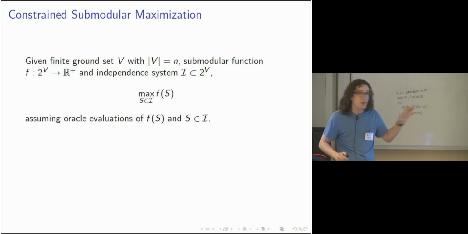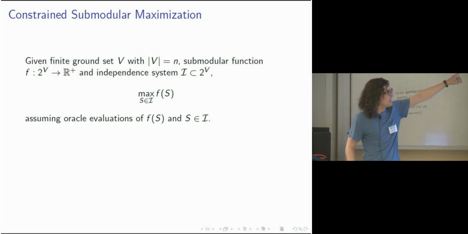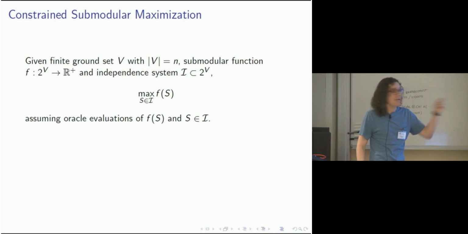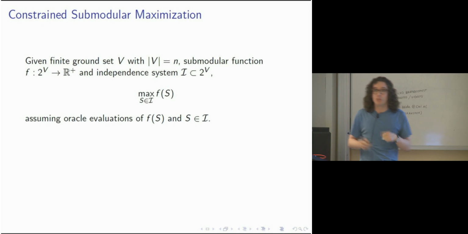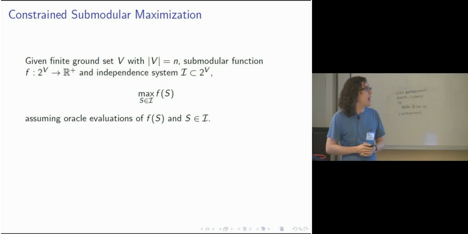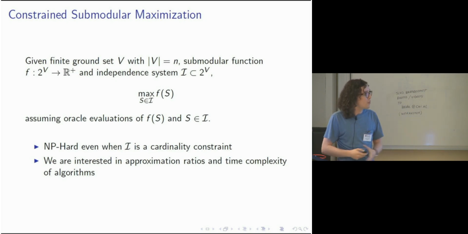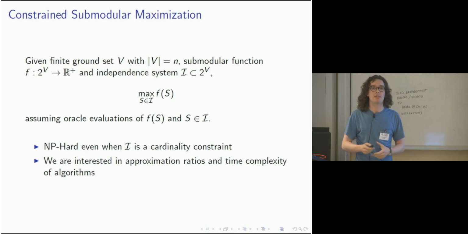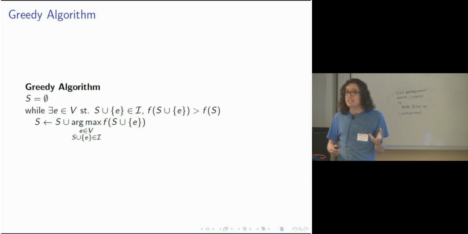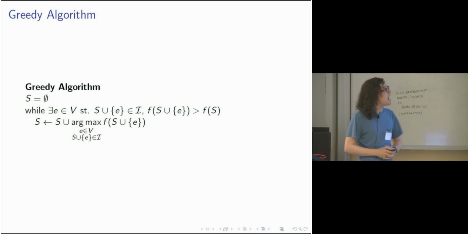So the problem that we're interested in is, given a finite ground set V of size n, we want to maximize a submodular function subject to these independence system constraints. We're assuming we have oracle evaluations of f and of I. This is actually NP-hard, even when I is a simple cardinality constraint. When we talk about algorithms for solving this, we're interested in their approximation ratios and also their time complexity. The first, easiest thing you might be interested in is the greedy algorithm, and that is just: start with the empty set.